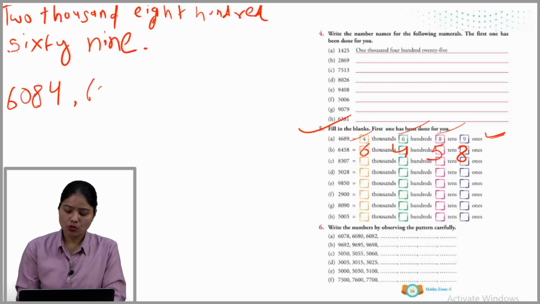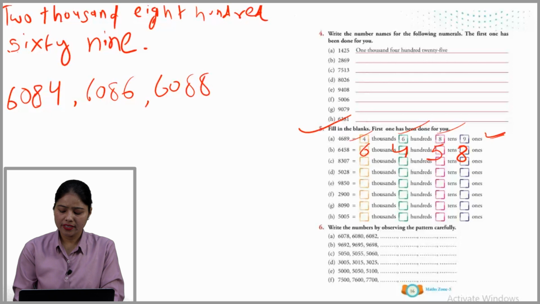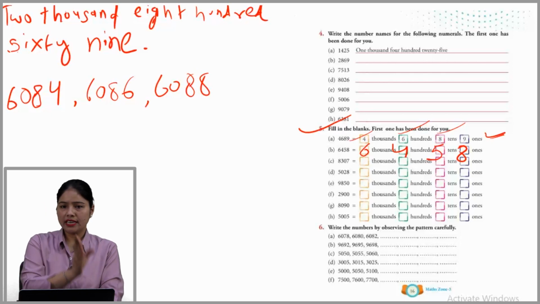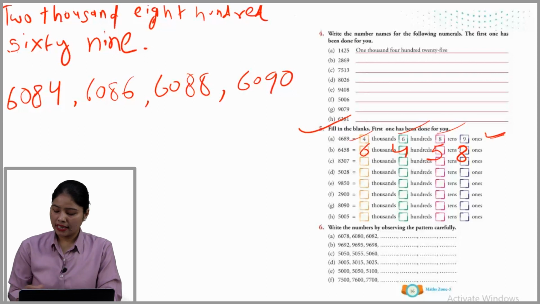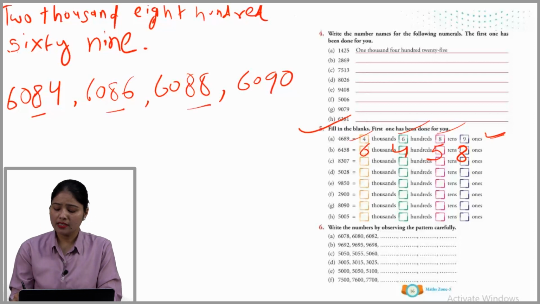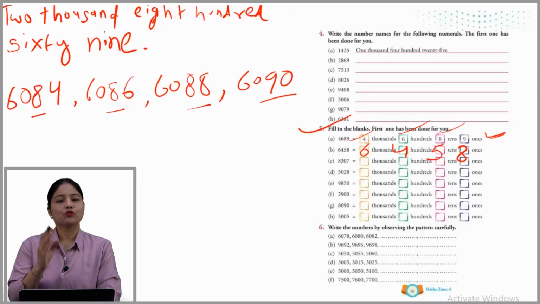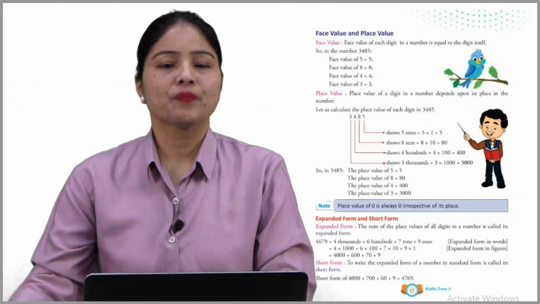After this 6086 comes, and after that 6088, because after 86 comes 87 and after 87 comes 88. Similarly after 6088, 6090 comes. So what did you observe? There is a gap. After 84, skip 85, then 86, skip 87, then 88, skip 89, then 90. Similarly you have to solve the next one yourselves. Okay, so move on to next page.